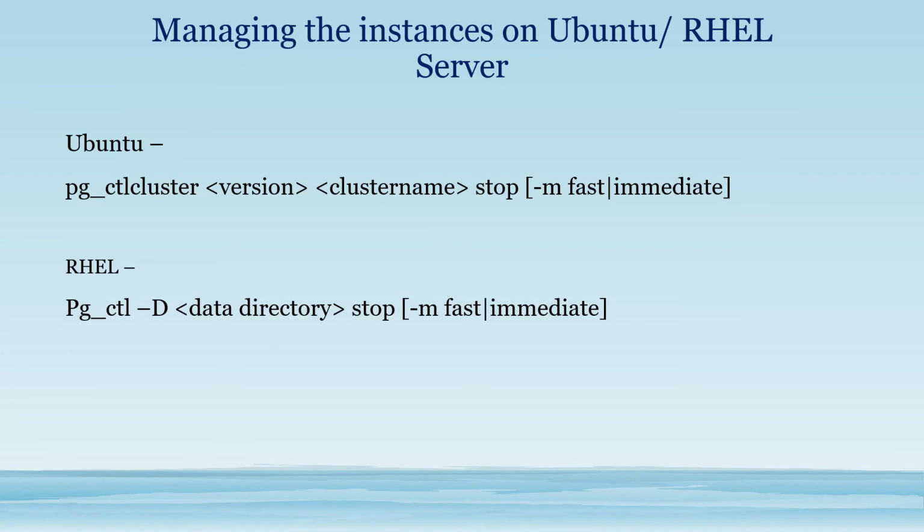The other option is stop with immediate, which is nothing but an immediate shutdown. In this case, the master process will send a signal to all child processes and the master process will terminate immediately, which is nothing but an instance crash. So this option has to be used in emergency situations. The server or instance requires crash recovery upon next startup.